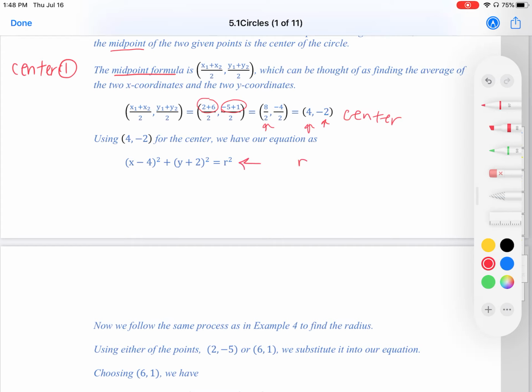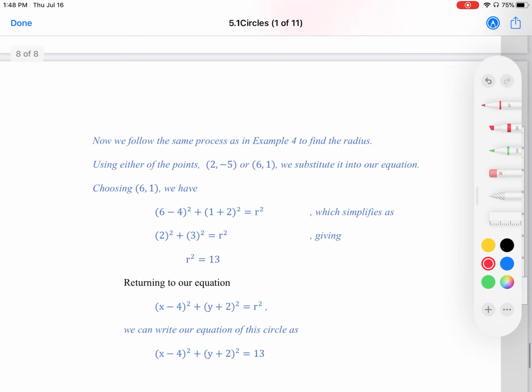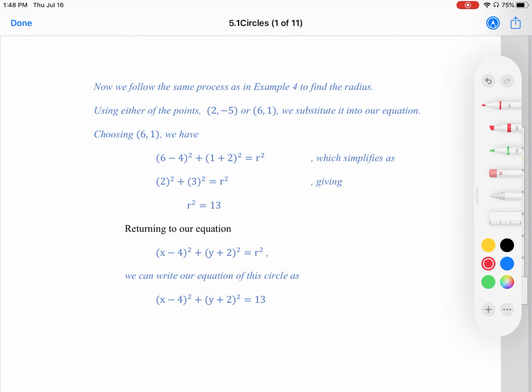Well, from here, I can go ahead and do it like I did the previous problem. I can use any of the points of my circle and substitute the x and the y. So I'll replace x and y with the values from one of the points that I have above. We now follow the same process as example 4 to find the radius. Using either of the points, we substitute it into our equation. So let's use (6, 1). So I'll let x be 6 and I'll let y be 1, such as we have here. And I work it out.